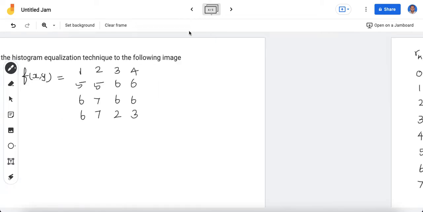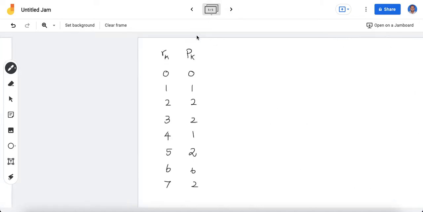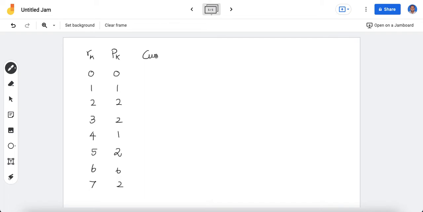So what is our next step? After finding this, we have to get the cumulative histogram. Find the cumulative. This is 0. 0 plus 1 is equal to 1. 1 plus 2 is equal to 3. 3 plus 2 is equal to 5. 5 plus 1 is equal to 6. 6 plus 2 is equal to 8. 8 plus 6 is equal to 14. And lastly, 16. This is our cumulative.